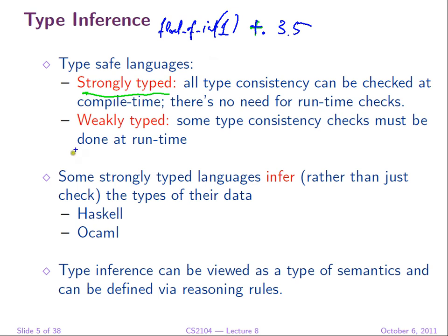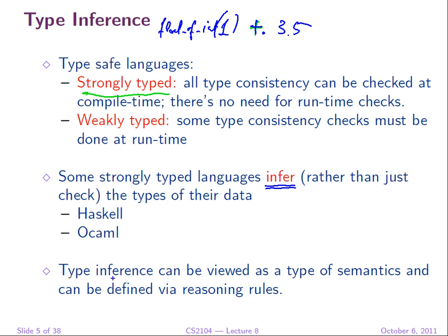Haskell is also strongly typed. By contrast, we have weakly typed languages where some type consistency checks must be done at runtime. One example is Java. It is type safe, but weakly typed. Many type checks have to be performed at runtime. For some of these languages, we don't have to declare the types. The compiler infers the types. You've noticed that in Haskell, we've never written a type. We can, just for consistency. We want to verify that we have understood the code correctly. So we write the type of a symbol, and then the compiler infers the types, checks it with the one that we declared, and issues an error if they're not the same. But the compiler is perfectly capable of inferring the types.